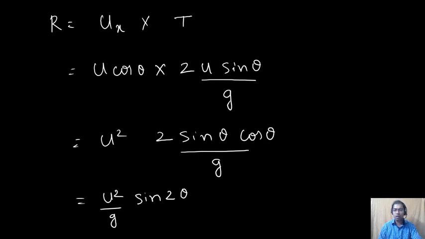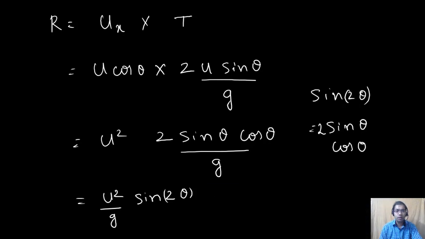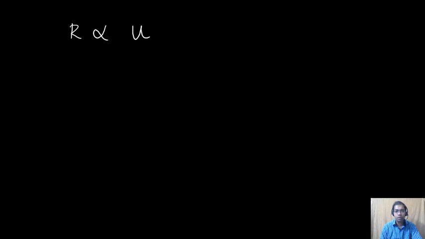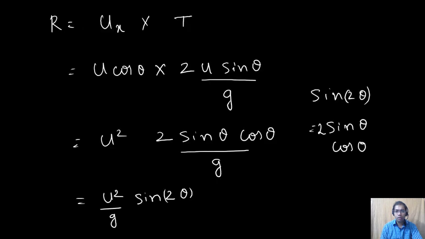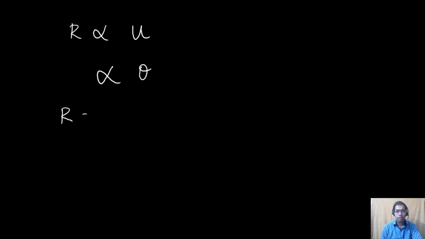Now this is a multiple angle formula that is there in math, where I can write sine 2 theta is equal to 2 times sine theta into cos theta. This is a standard formula that we are using here. So I get u square by g sine 2 theta as the horizontal range. Now here also we see R is proportional to the square of the initial velocity and depends on theta, since we have the expression R is equal to u square by g sine 2 theta.